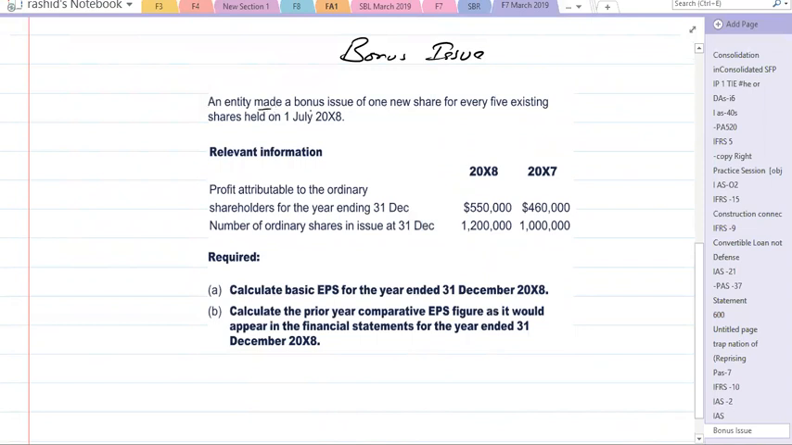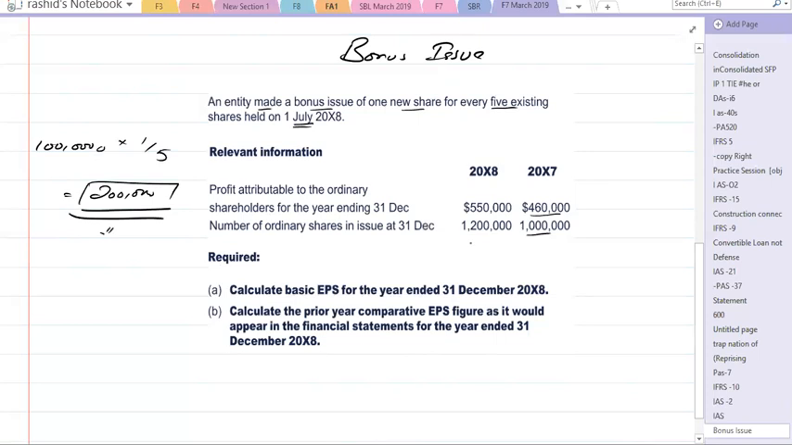An entity made a bonus issue of 1 new share for every 5 existing shares held on 1st July 2008. For example, in 2007, the profit attributable to the ordinary shareholders was 4,60,000 and the number of shares was 1 million. The bonus fraction is 1 million into 1 by 5, that means 2 lakh further shares, and this is the bonus issue. So now the total shares will be 12 lakh.